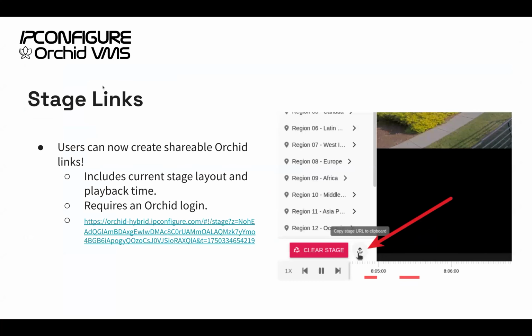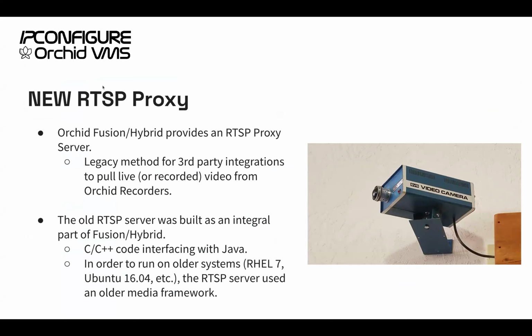All right, so that is stage links, new in version 25.6. The final pretty big significant feature in Orchid 25.6, not really a user-facing feature, but an important feature, mostly for enterprise customers, but really for anybody who has an external system that is pulling video out of Orchid, and that's typically done through Orchid Fusion or Orchid Hybrid's RTSP proxy. So beginning in 25.6, Orchid Fusion and Orchid Hybrid now provide a new standalone RTSP proxy server.